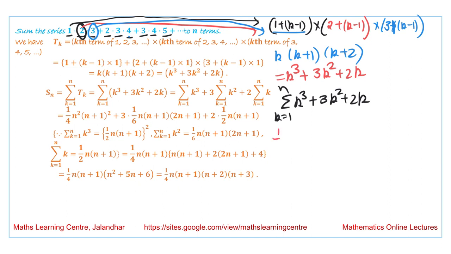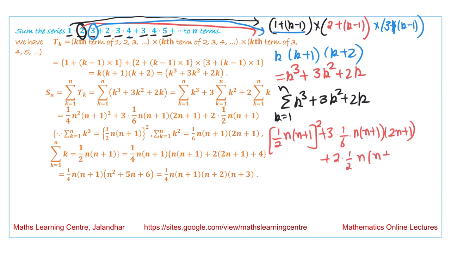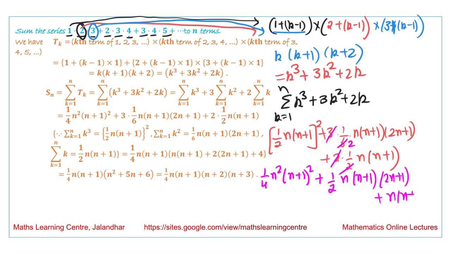Now the values of these terms are 1 by 2 n into (n plus 1) square, plus 3 into 1 by 6 into n into (n plus 1) into (2n plus 1), and lastly 2 into 1 by 2 n into (n plus 1). Now from these two terms this gets cancelled. We are left with this 2. So the answer we are getting is 1 by 4 n square into (n plus 1) square plus 1 by 2 into n into (n plus 1) into (2n plus 1), and last we have n into (n plus 1).